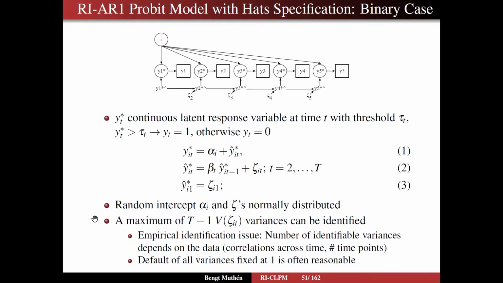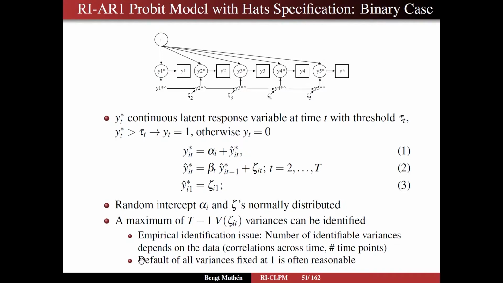However, not all t residual variances can be identified. As we noted before, you get an indeterminacy in the model, so it's not identified. And a maximum of t minus 1 can be identified in principle, but in empirical applications, there may be far fewer variances that can actually be identified empirically. And the number of identifiable variances will depend on the data, will depend on the correlations across time, as well as the number of time points that you have.